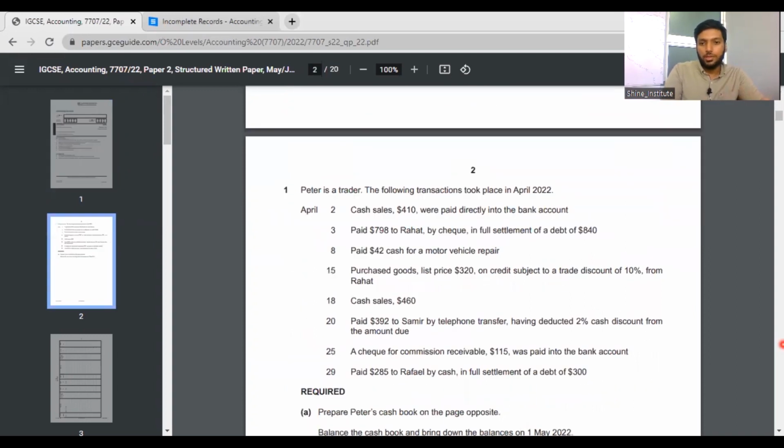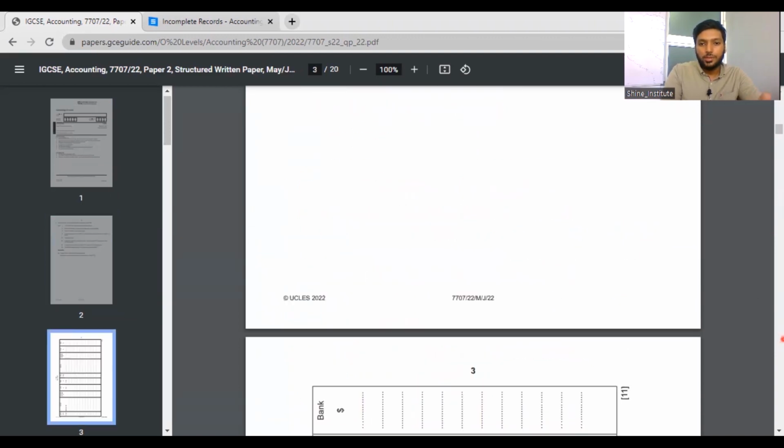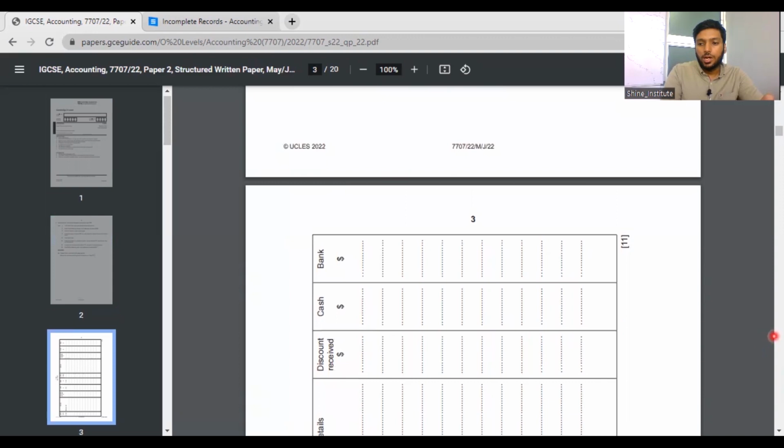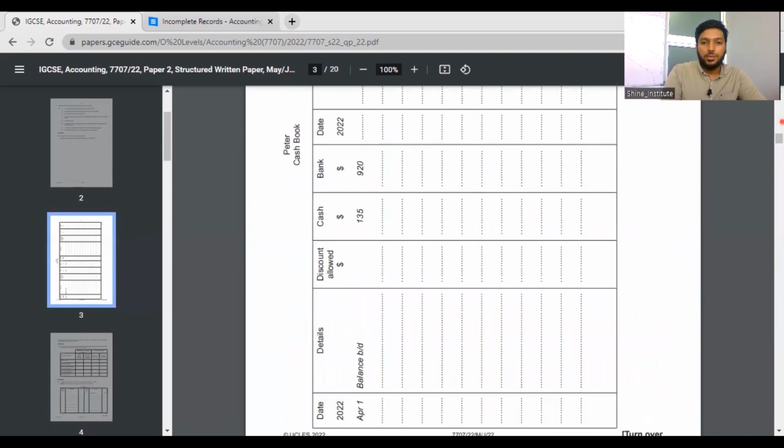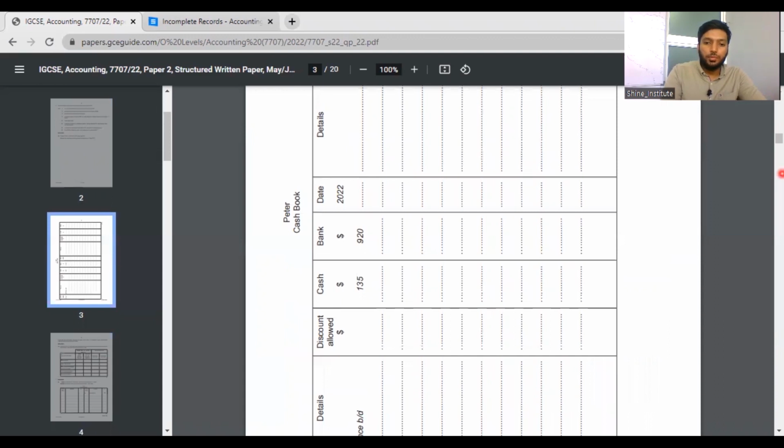So the first question is Peter's sum. It is a cash book, and I'm going to explain how it works for these particular areas. There's a small bank reconciliation area and a small account which we need to create. First of all, we need to know the format, so I'm going to draw the format of the cash book and start with the balances. So let's start doing this now.